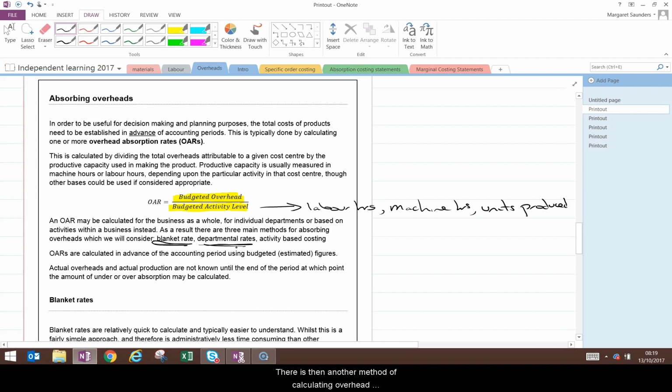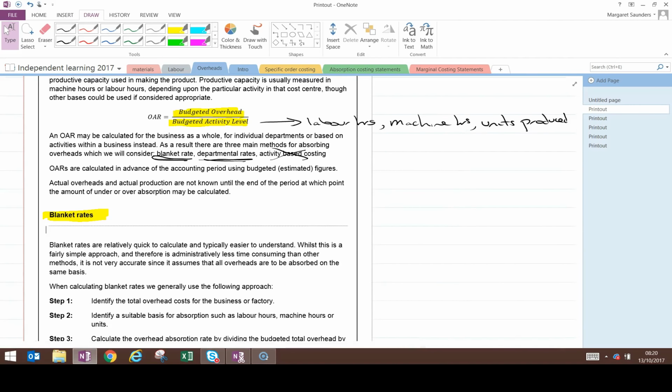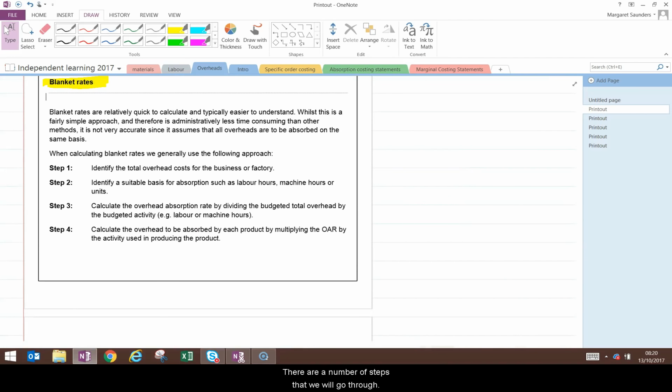There is then another method of calculating overhead absorption rates, which is activity-based costing. We're not going to look at that one. So we're just going to look at blanket rates and departmental rates. So let's start with blanket rates. So this is a rate for the whole business. There are a number of steps that we will go through.